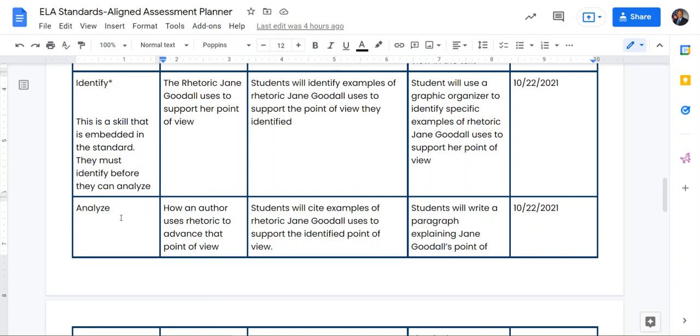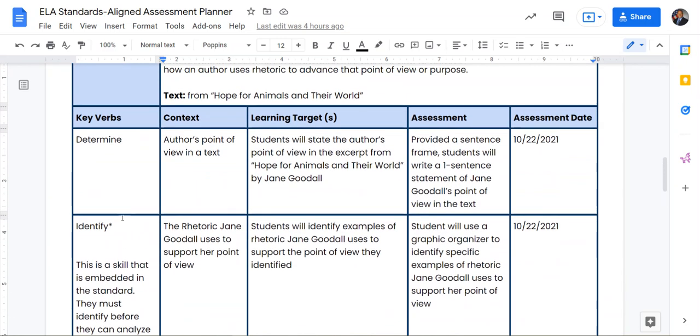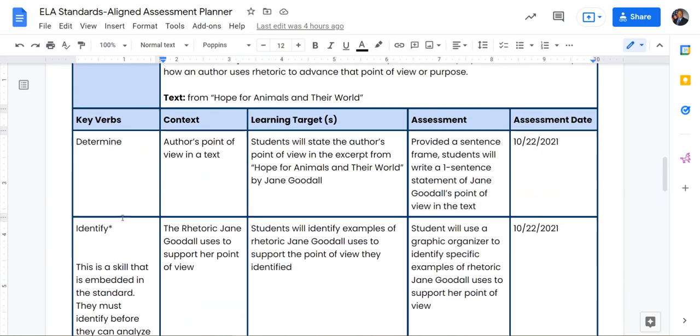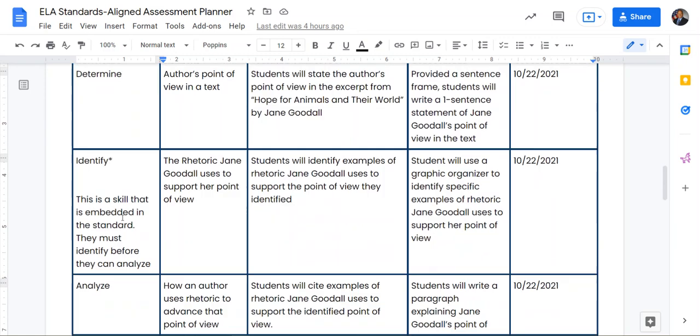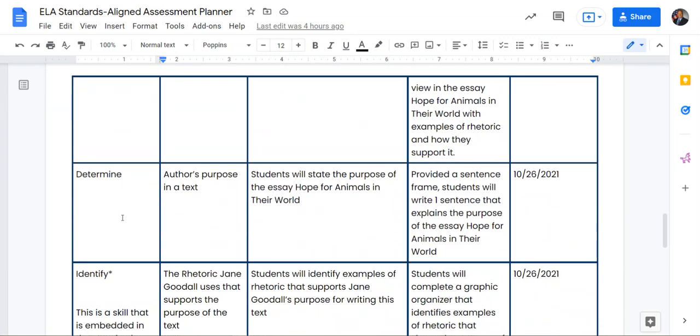In this case, they want to analyze how an author uses rhetoric to advance that point of view that we have identified earlier. So in this case, students will cite examples of rhetoric Jane Goodall uses to support the identified point of view, the point of view that they earlier identified. So we've gotten through the first task, which is determining an author's point of view in a text. So we're going to move on now to the second half, which is the author's purpose in a text.